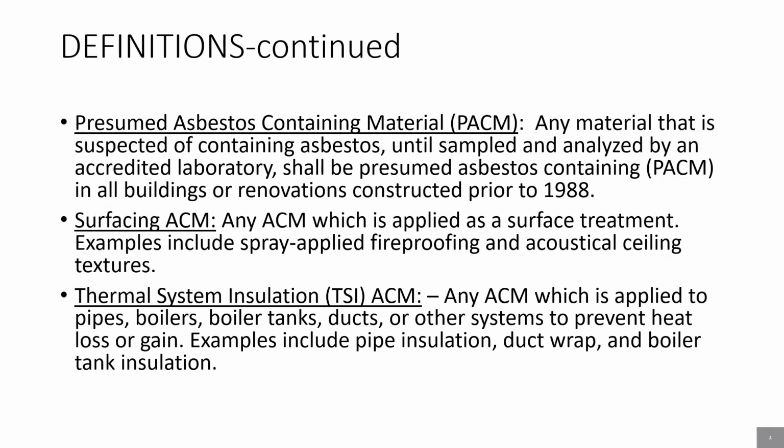Presumed asbestos-containing material is any material that is suspected of containing asbestos in buildings or renovations constructed prior to 1988, unless sampled and analyzed by an accredited laboratory. Surfacing ACM is any sprayed-on surfacing treatment such as spray-applied fireproofing or even acoustical ceiling tile textures. Thermal system insulation, or TSI, is any asbestos-containing material which is applied to pipes, boilers, boiler tanks, ducts, or other systems to prevent heat loss.